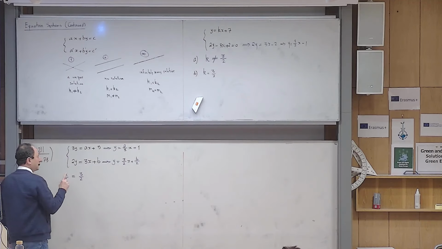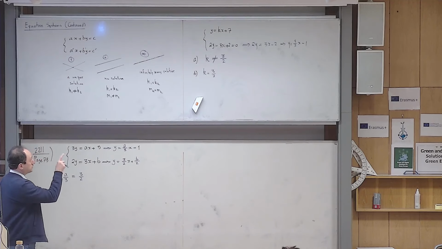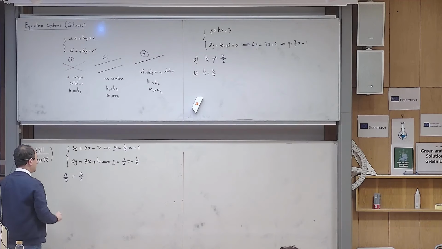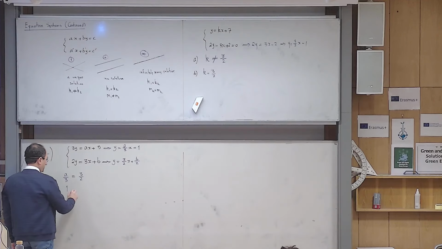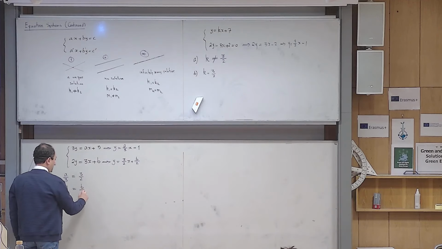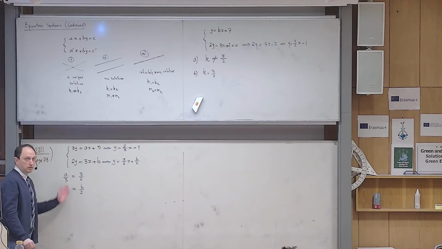But the m values should also match because we want to have infinitely many solutions. The m value from the first one is 1. The m value from the second one is b over 2. And then you solve this.